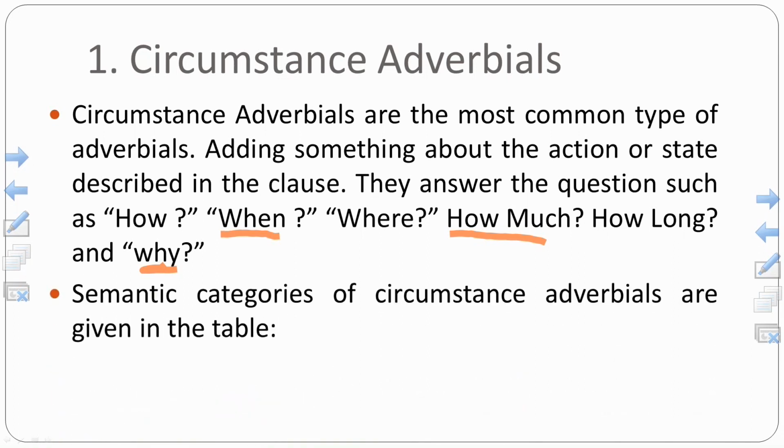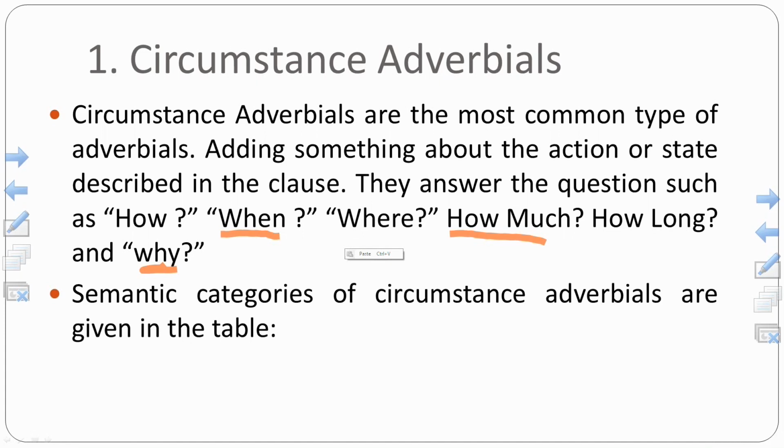Semantic categories of circumstance adverbials are given in the table. Now we'll go to semantic categories. So adverbials in this category, circumstance, there are others. So we need to understand all this: where, how much, how long. So these are the situations given, circumstantial. So there are some situations in which we need to apply all the adverbials with certain examples.